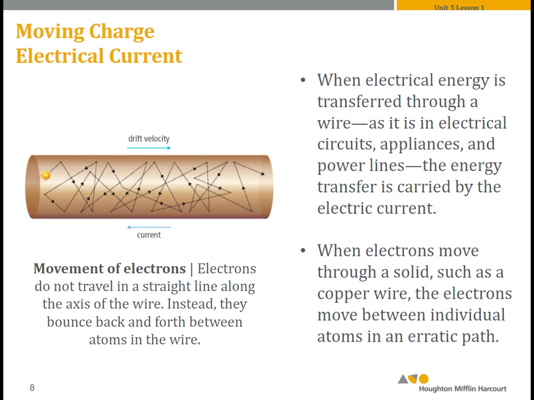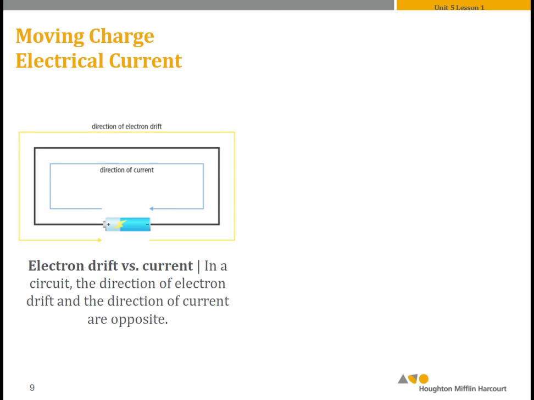And when I say the current moves right to left, I mean even though something is physically moving left to right, when we describe the current flow, we're describing the flow of positive charges. Okay, so the flow of positive charges is the direction of the current, even though it's actually a negatively charged object that is physically moving through the wire. When a negatively charged object physically moves through the wire, you get a flow of positive charge in the opposite direction. In a circuit, the direction of electron drift and the direction of current are opposite.